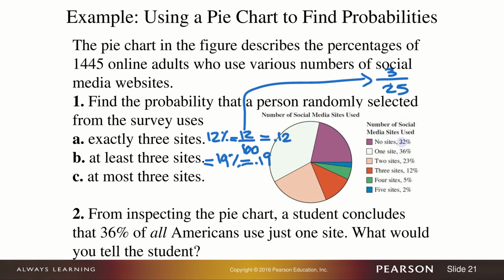So you add all those, 22 to 36, that's 48, 68, 71, 81, 83. So basically 83%, which is 0.83. And that's how you would handle a situation like that.